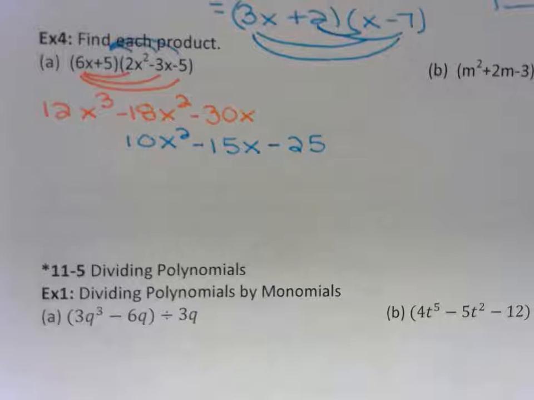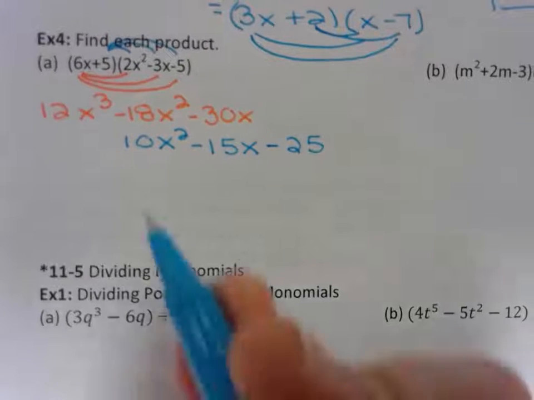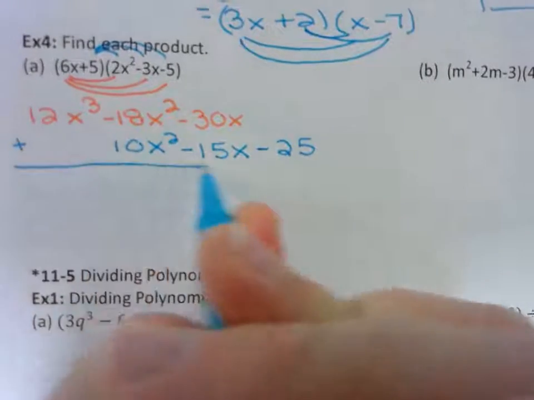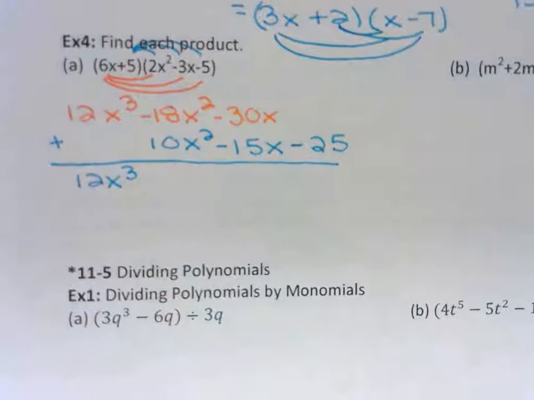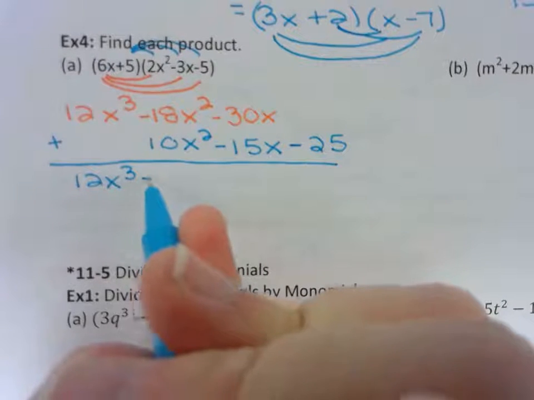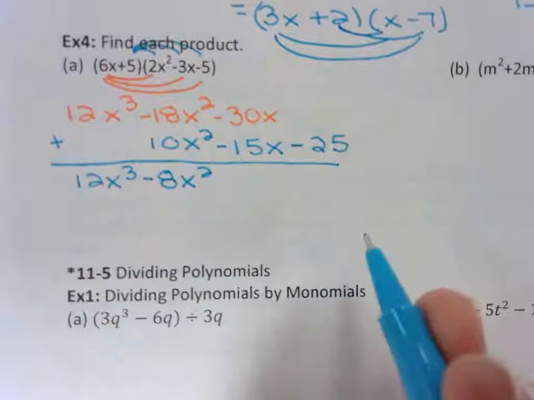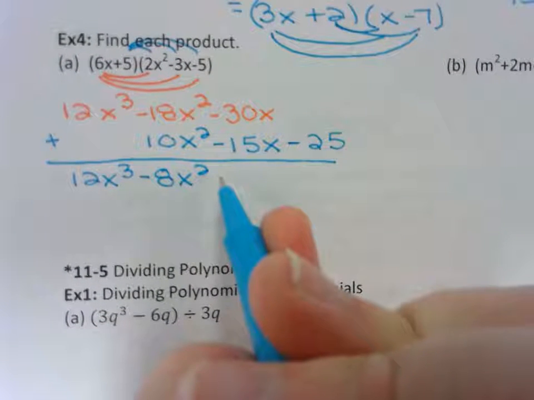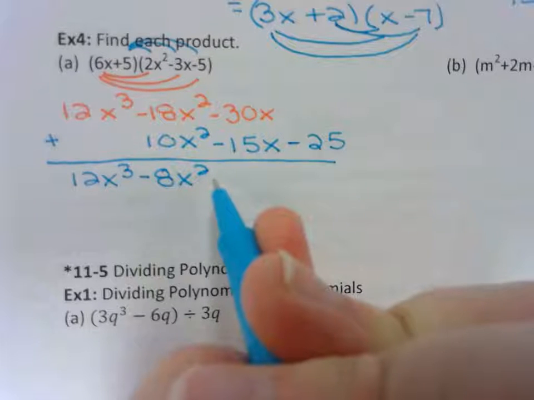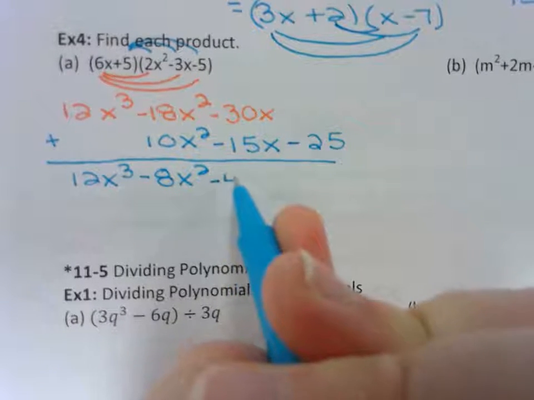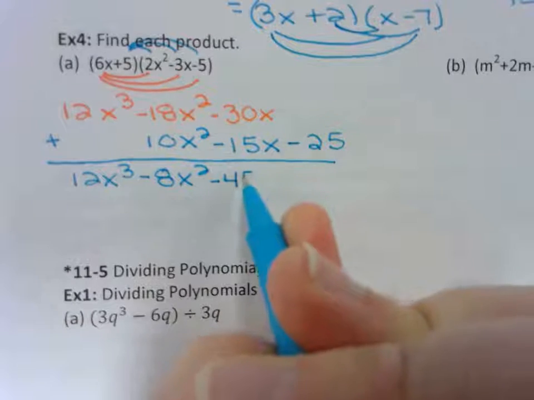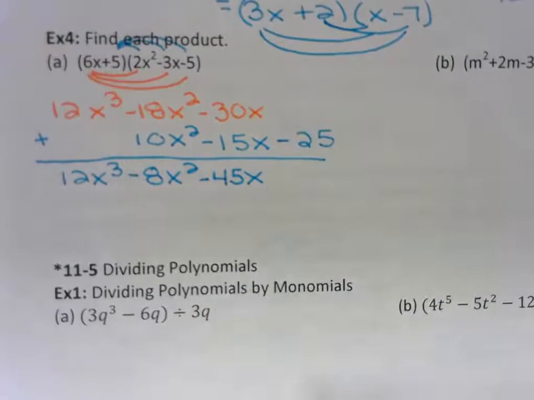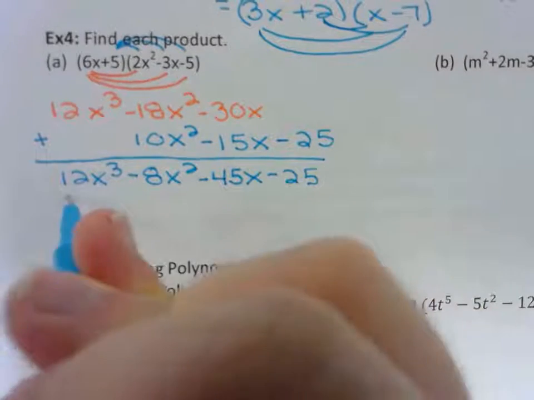So I like using the vertical method because you can line up. Now, I am adding these two, so don't forget you're adding them together. So you can just add down: 12x cubed. How many x squared am I going to have? Negative 8x squared. The x terms, 15 and 30, they're both negative. So when I add two negatives, add and keep the negative. Negative 45x minus 25, and that's your answer.